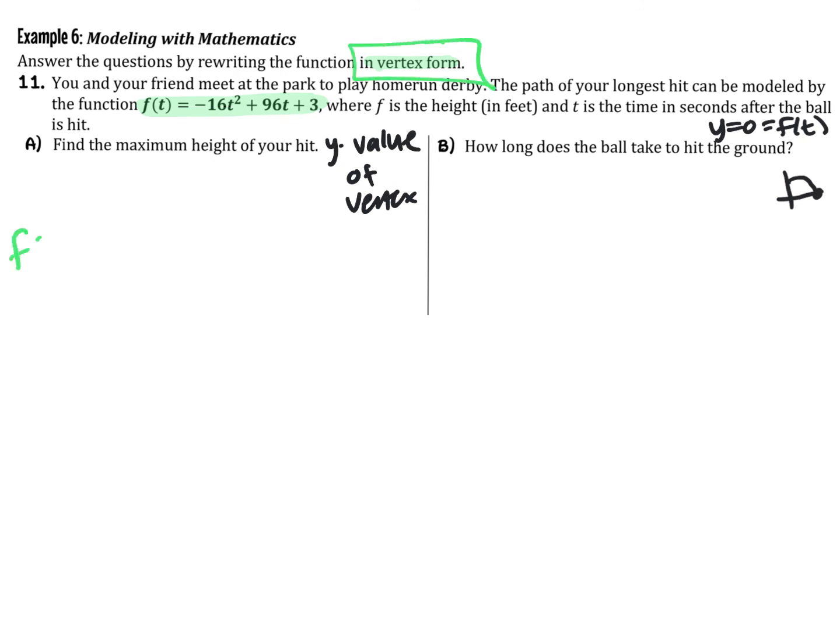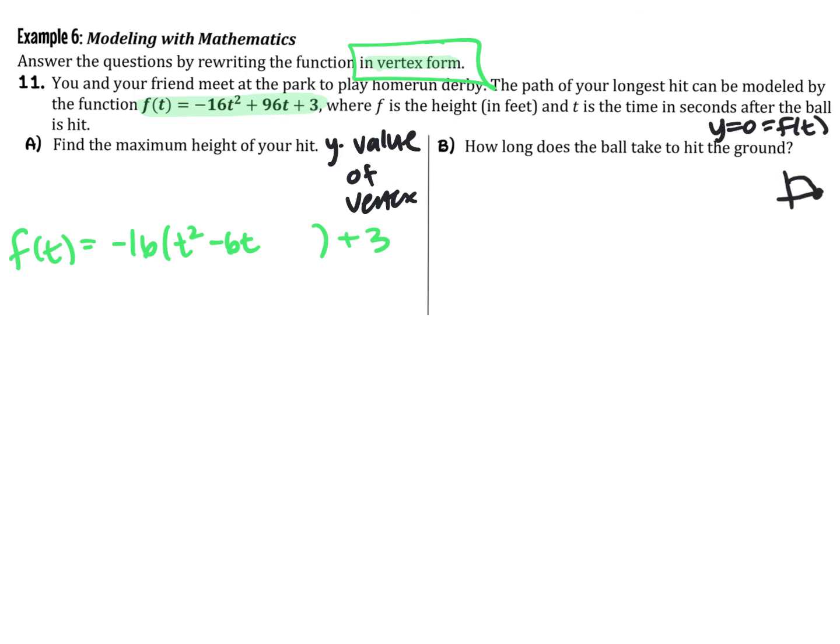So the very first thing we're being told we need to do is write it in vertex form. Well, in order to write this in vertex form, I need to factor out that a value. So I'm going to take 16t squared. I'm going to factor out negative 16. I'm going to leave my 3 off to the side, just like I did when I wrote the last two problems in vertex form. If I divide 96 by negative 16, I'm going to get negative 6.